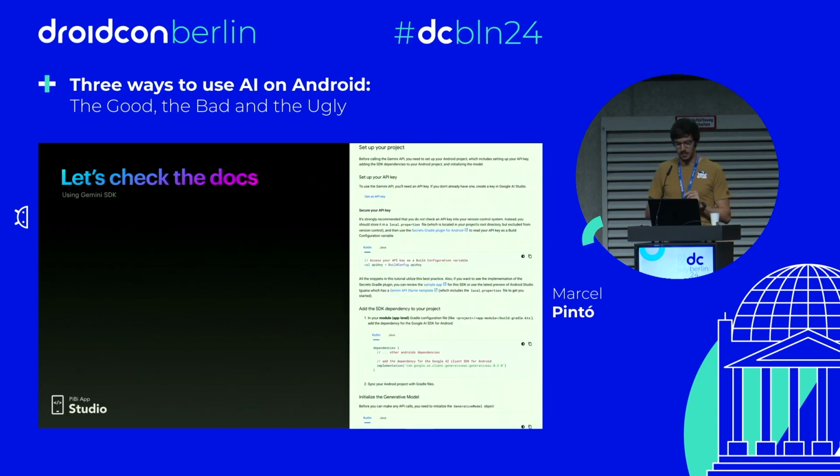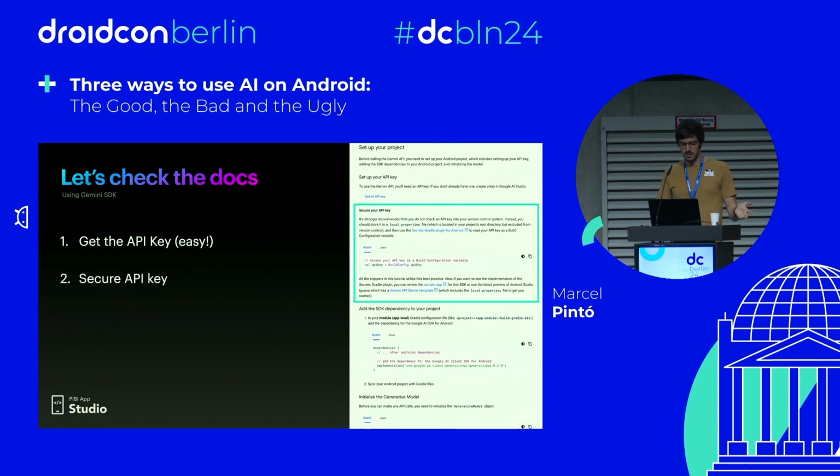All right. So let's use the Gemini SDK to implement this. Let's check the docs. By the way, you could use OpenAI or Mistral or any other APIs out there, right? I'm just going to focus on Gemini, but the same concepts would apply. So first, get the API key. That is easy now, but before, if you were in Europe, you had to use a VPN because Google did not allow you to use that here in Europe, but now you can get the key. And then it tells us to secure the API key using BuildConfig and the Gradle Secrets plugin. Maybe we should rather call this hardcoding the key.